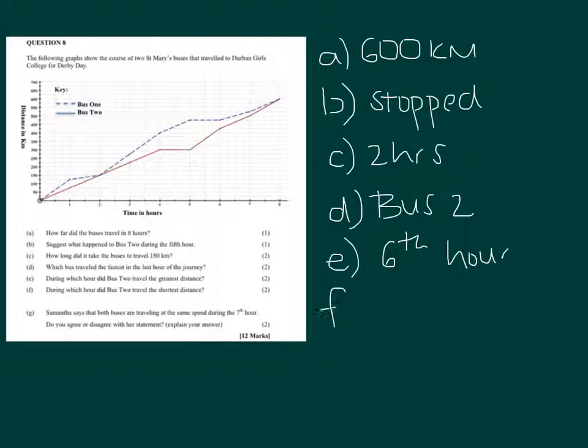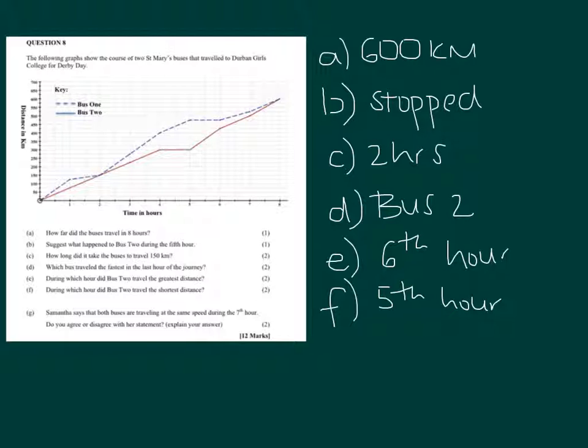For question F, there is a little bit of debate, but what the question is saying is, during which hour did bus 2 travel the shortest distance? Now, strictly speaking, that's really between hour 4 and hour 5, which we know is the 5th hour, and that's because no distance was traveled at all. So we can say the 5th hour.